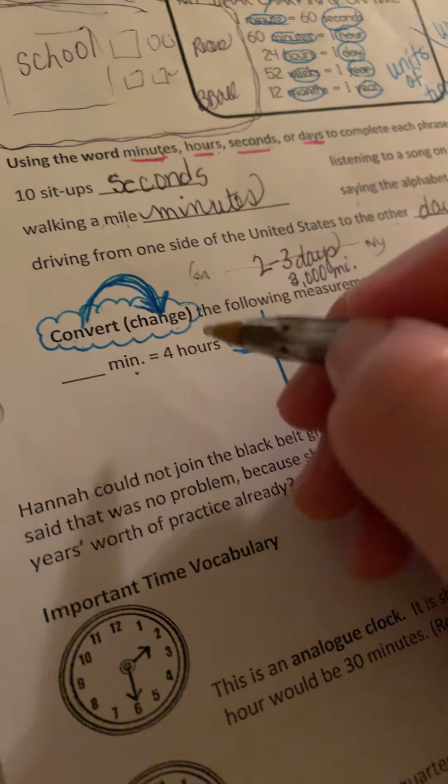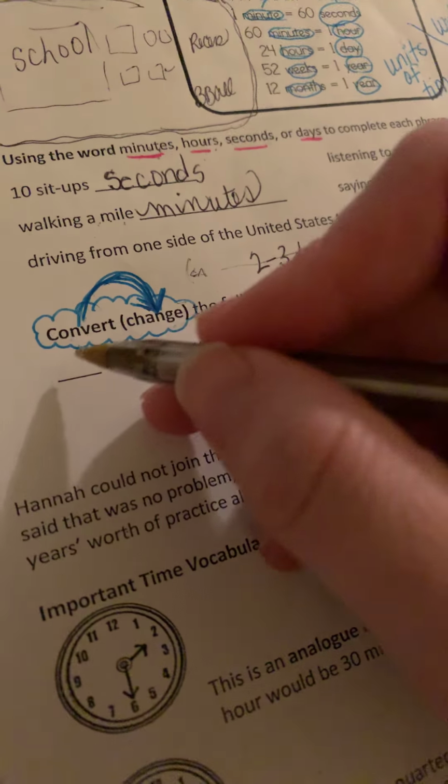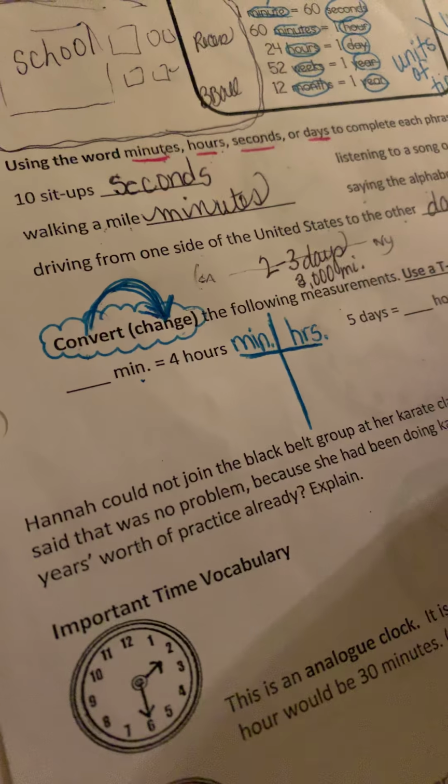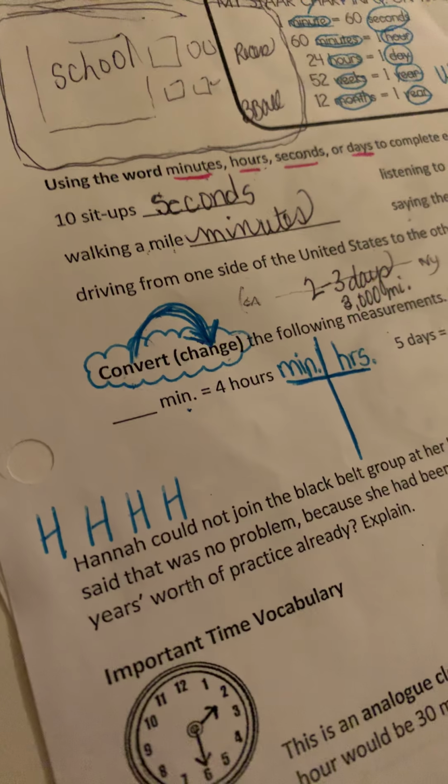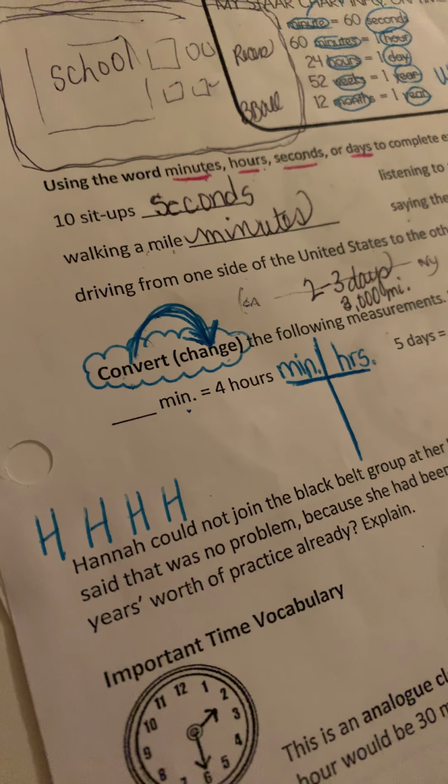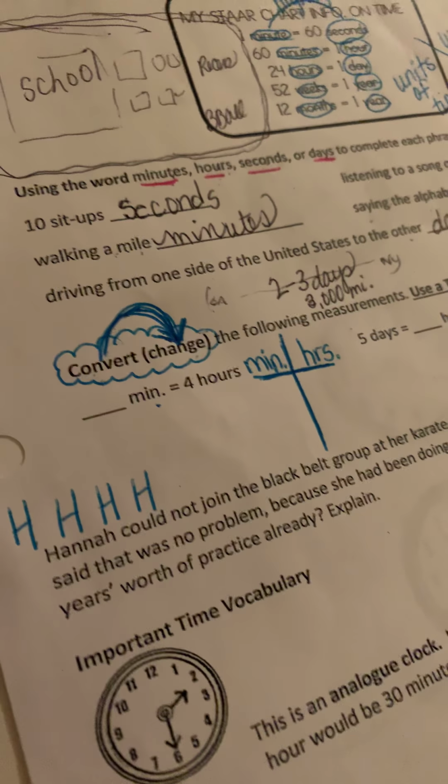Another way you can do this is by actually drawing. Which one do we have? Do we have minutes or hours? Hours. How many? 4. So let's write 4 H's. All right, so then you go to your star chart.